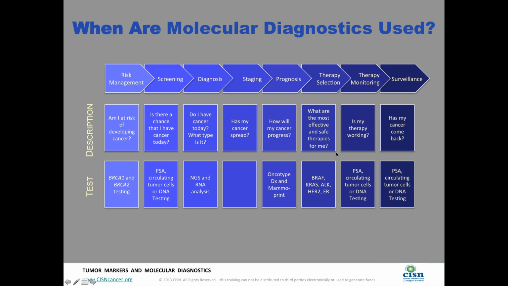I guess in staging I didn't have a lot of testing, but that's where you would get a lot of the basic biomarker tests done, but I didn't put anything down there. But this is just an idea of where the different circulating tumor cells might be used, or the circulating DNA, PSA, those types of things, as well as your therapy selection with your different genes. And Peggy showed that short list.